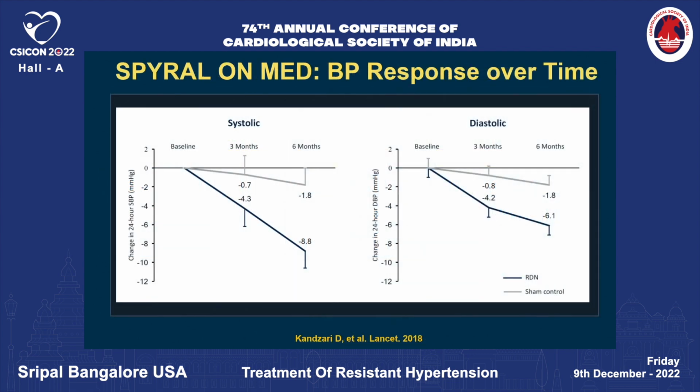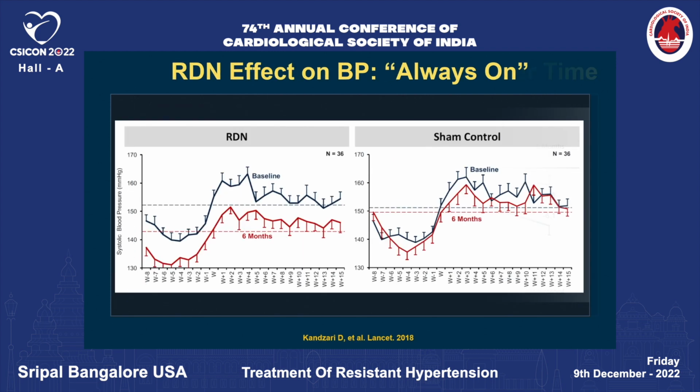What we have also seen from a number of these trials is that the BP response can be seen over a period of time. So this is the Spyral On-Med trial. At 3 months, the difference is 4 millimeters systolic pressure. This is ambulatory pressure. At 6 months, you can see a greater decrease, 8 millimeter ambulatory systolic blood pressure reduction with renal denervation when compared to sham.